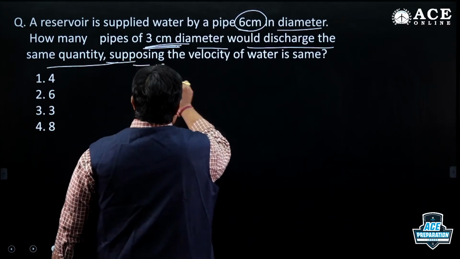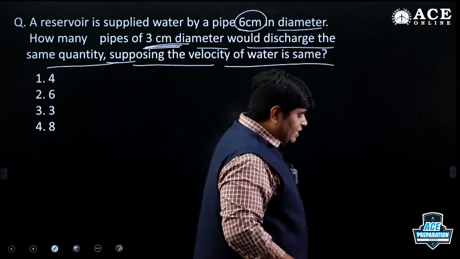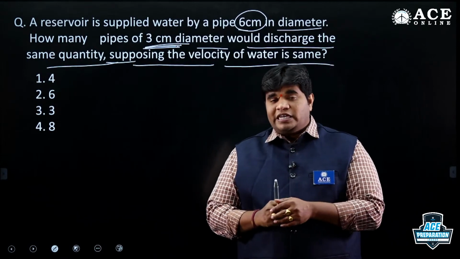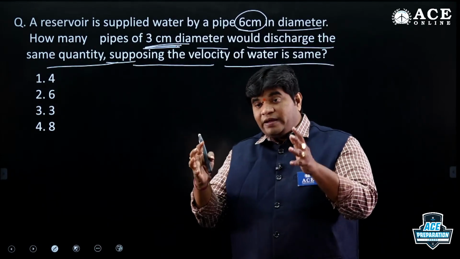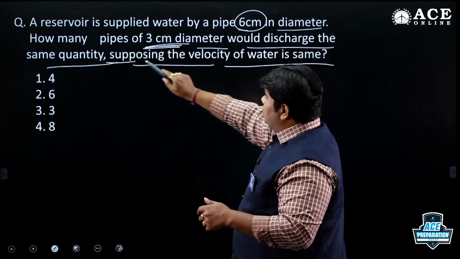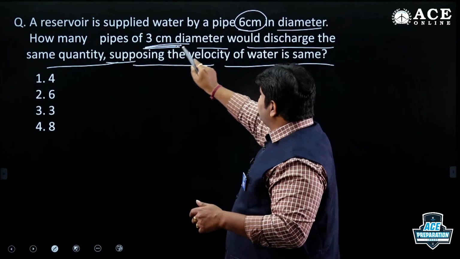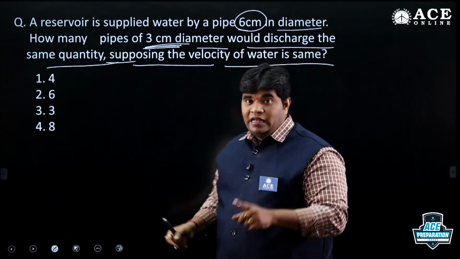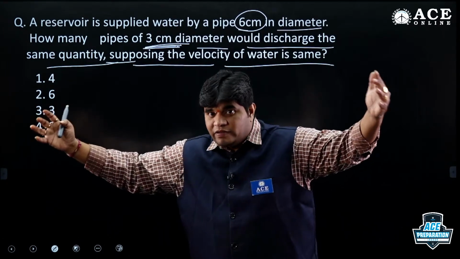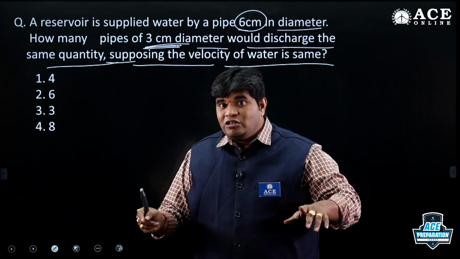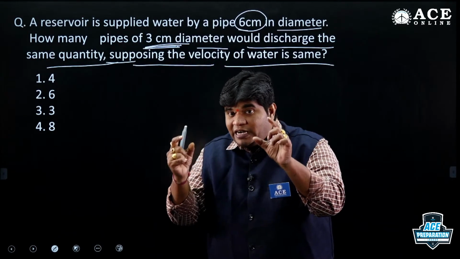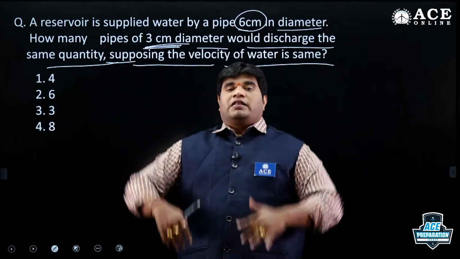Supposing the velocity of the water is the same. Suppose a small example: the first pipe, a reservoir is supplied water by a pipe 6 centimeter diameter. I have one very lengthy pipe, opened for 1 minute, and I am getting some quantity of water. The second time I have 3 centimeter diameter small pipes, and I want the same quantity of water in the same 1 minute.